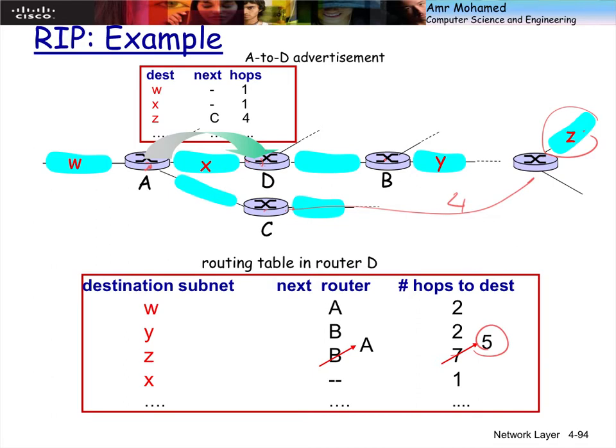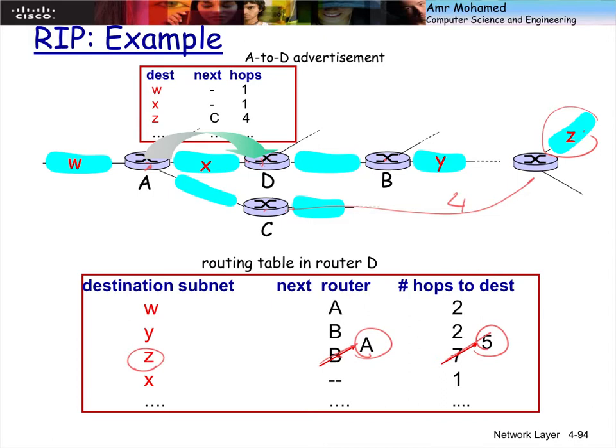That is 1 plus 4. Of course 5 is less, so it updates its route entry: now to reach Z, I need to go to A instead of B, and the cost will be 5 and not 7. It's very simple. Okay? So this is how we calculate or estimate these distances accumulatively.